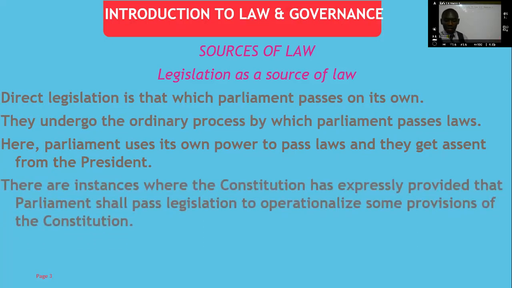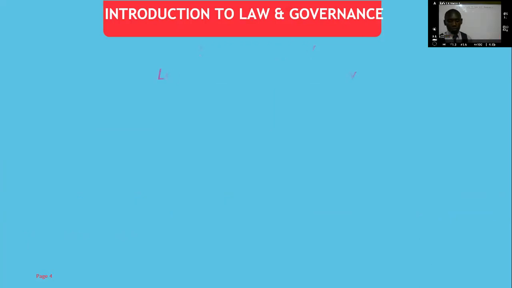Now, there are instances where the Constitution expressly tells Parliament that they need to pass legislation to operationalize some of the provisions of the Constitution. So in this case, the Constitution directly tells Parliament to make a law. It is a direct power conferred by the Constitution on Parliament to pass these laws.